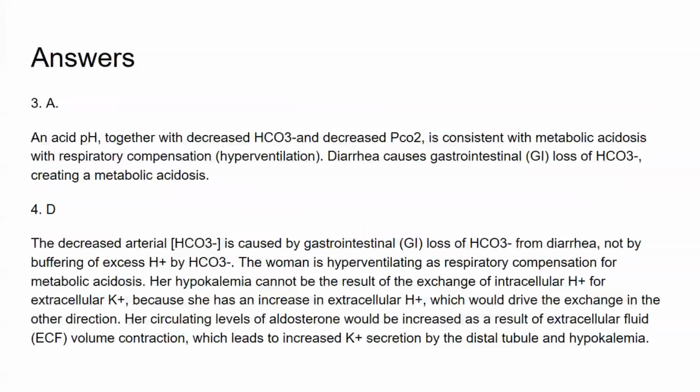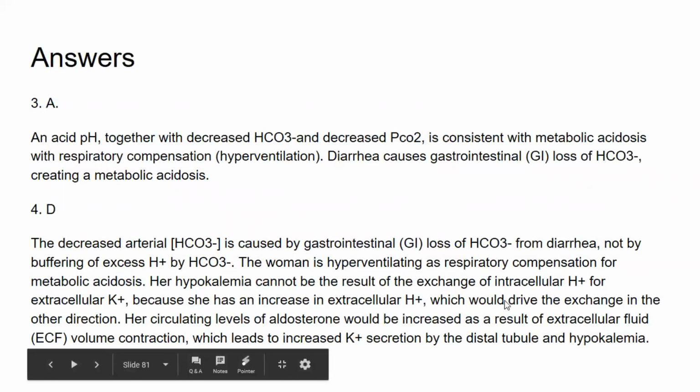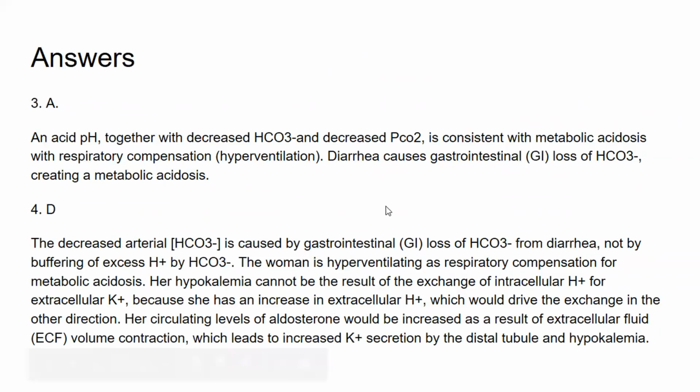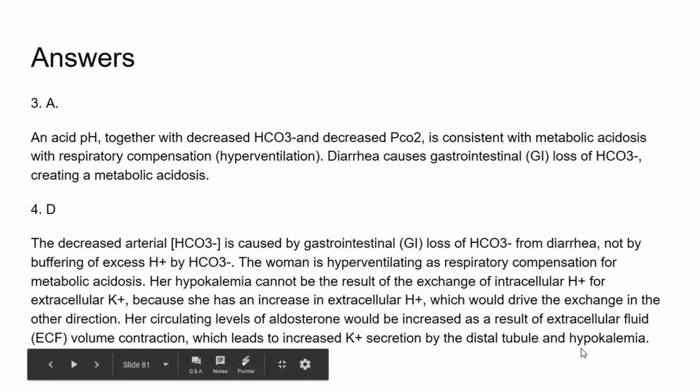I'll go to the answers. This one's D, and the reason for that is because you're changing aldosterone levels. You have this increased extracellular hydrogen, that drives the fluid in the other direction. That's sensed by the kidneys as low volume, and because of that, levels of aldosterone are increased. And because of that, you lose potassium because that's how aldosterone works. Yeah, a bit of a hard question, but it's good to understand.